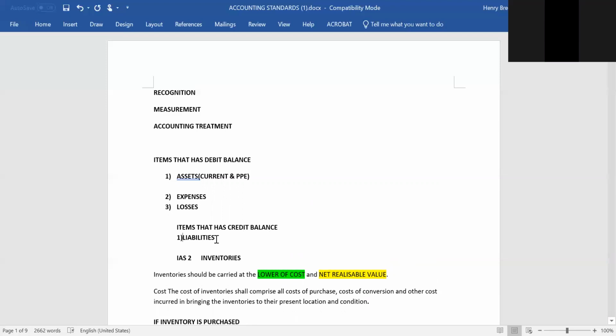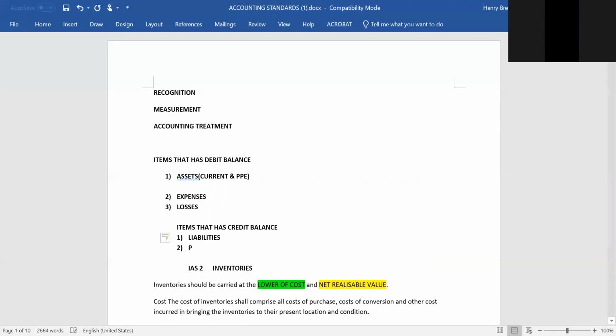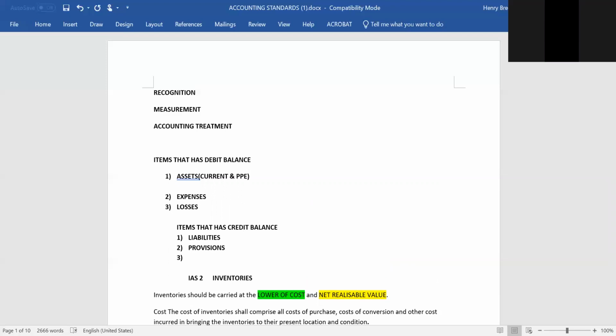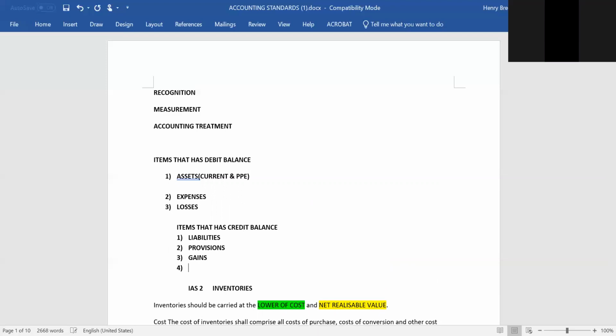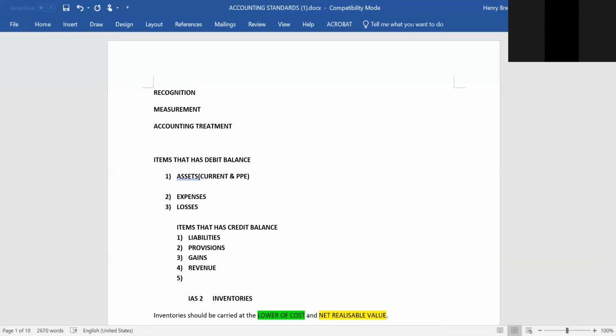Then we look at the second item. We can talk about provisions. Provisions are having credit entry. We can talk about gains are having credit entry. Revenue having credit entry. We can talk about income, the same as revenue, though notwithstanding.